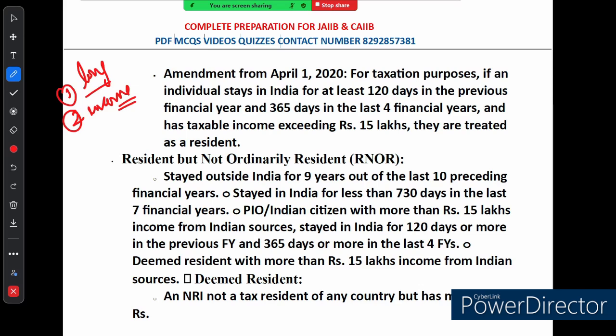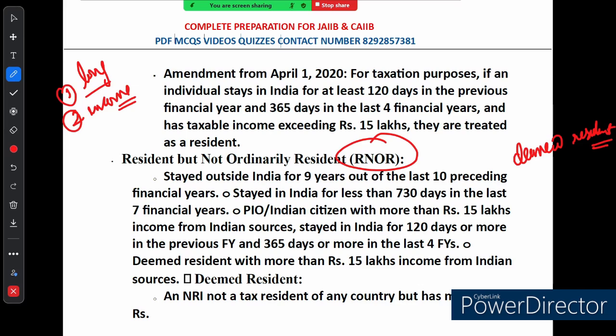So in this slide we will discuss two terms. The first term is RNOR, that is resident but not ordinary resident, and the second term is called deemed resident. These two things we will discuss. This category can be a bit tricky, but we will make them super easy to understand.